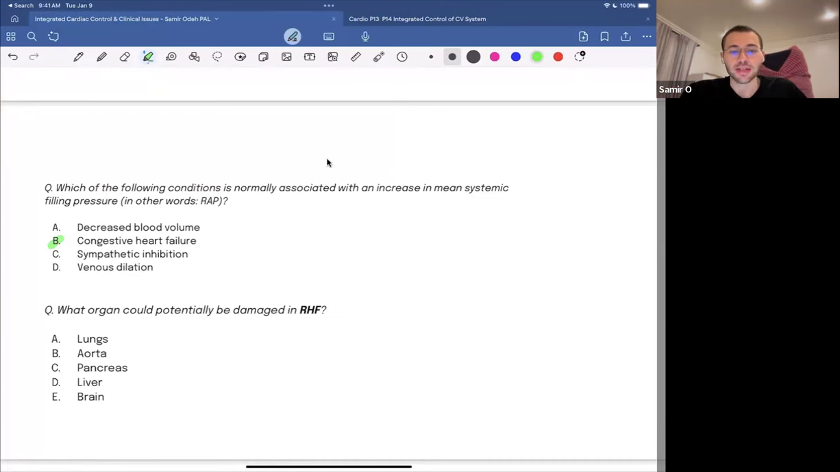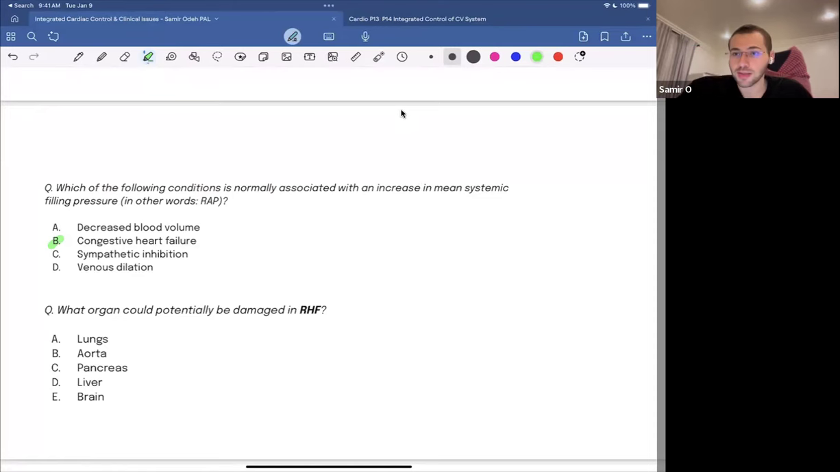Okay. So the second question is, what organ could potentially be damaged in right-sided heart failure? Can someone answer this based on the timeline that we saw? Okay, can we get one more answer? Okay, so we have again two answers. Our first answer is E.